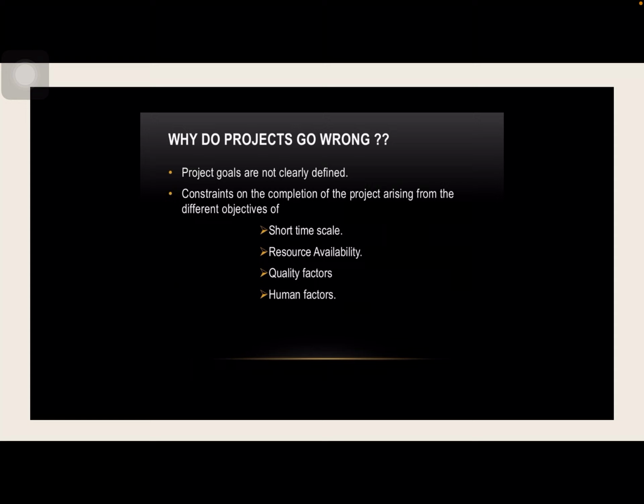So why do projects go wrong? It is only because the goals are not defined, and the objectives become very short-timed and reach a dead end without the availability of resources, or resources being in absentia, or quality may deteriorate, or so many times other human-related problems also align for projects to go wrong.